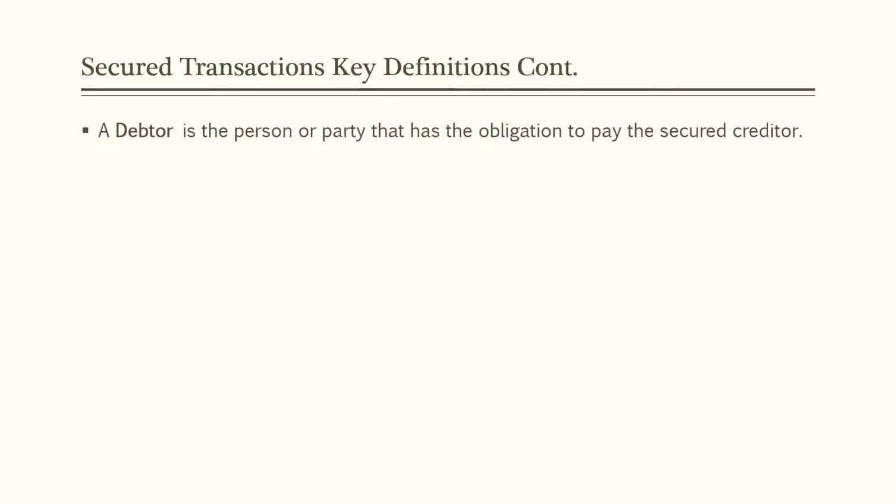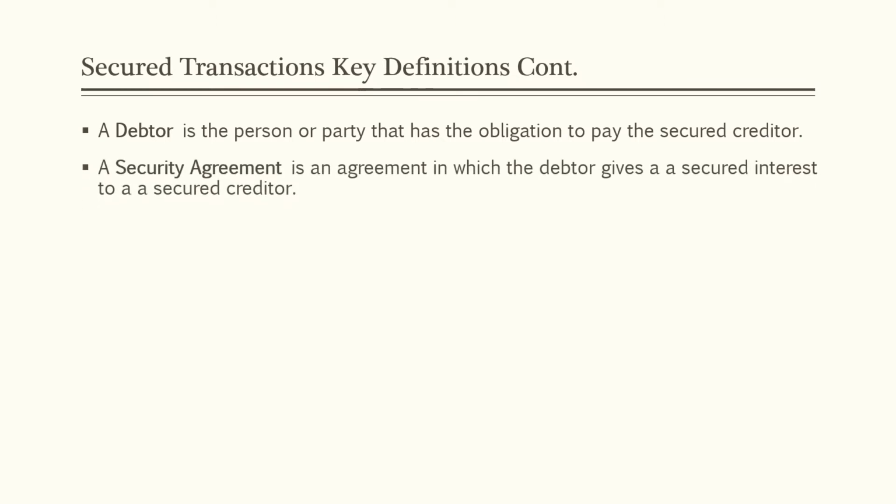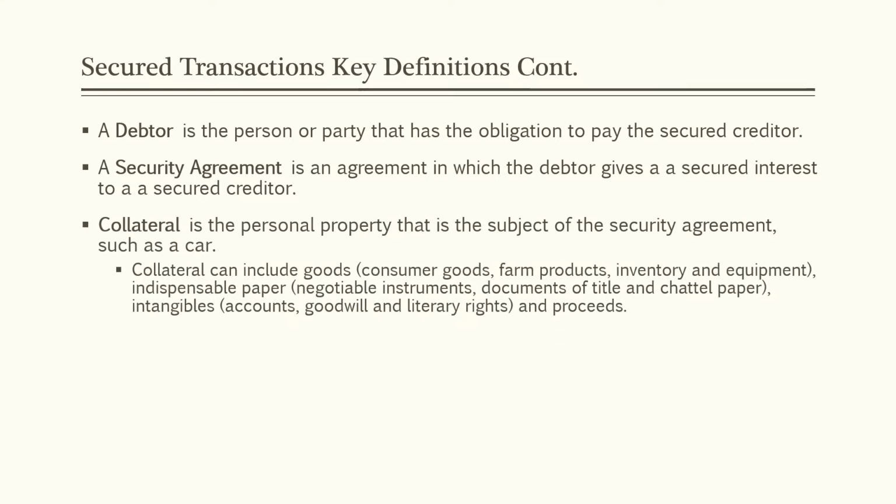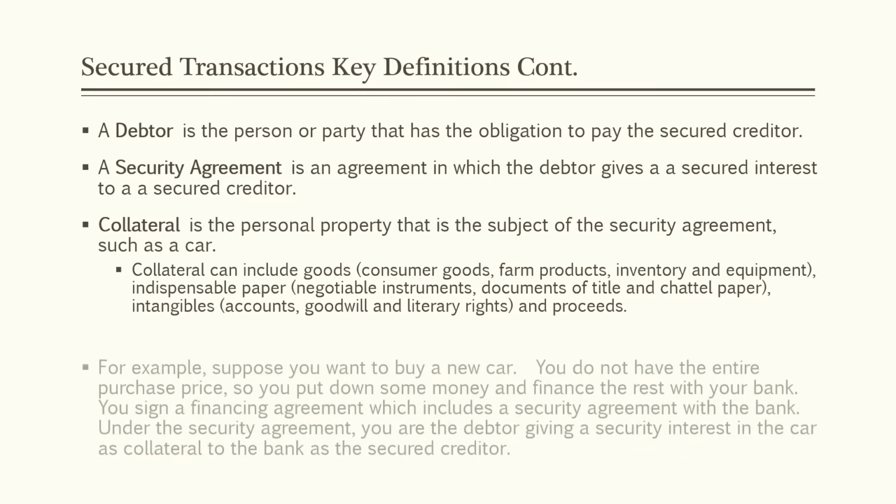A debtor is the person or party that has the obligation to pay the secured creditor. They're the borrower, and the secured creditor is the lender. A security agreement is an agreement in which the debtor gives a security interest to a secured creditor in the collateral of the loan. Collateral is the personal property that is the subject of the security agreement, such as a car. Collateral could include goods, consumer goods, farm products, inventory and equipment, instruments, which are negotiable instruments, documents of title and chattel paper, and intangibles, accounts, goodwill, and literary rights, and proceeds.